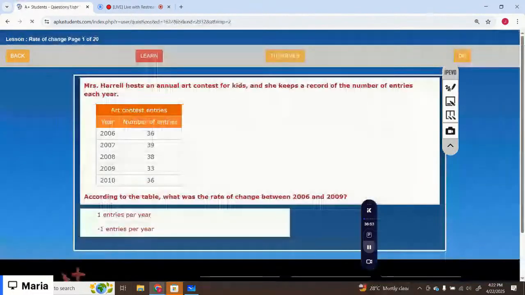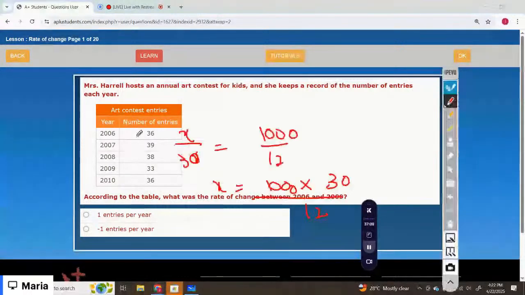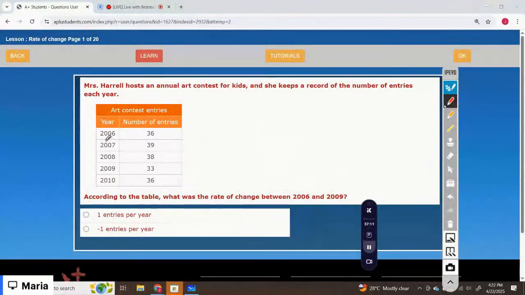Mrs. Harley hosts an annual art contest for kids and she keeps a record of the number of entries each year. According to the table, what was the rate of change between 2006 and 2009? In 2006, the number of entries was 36, and in 2009, it was 33.